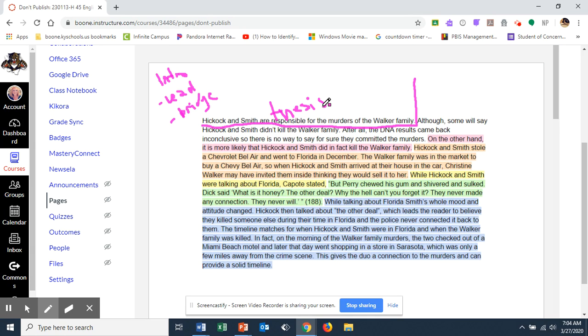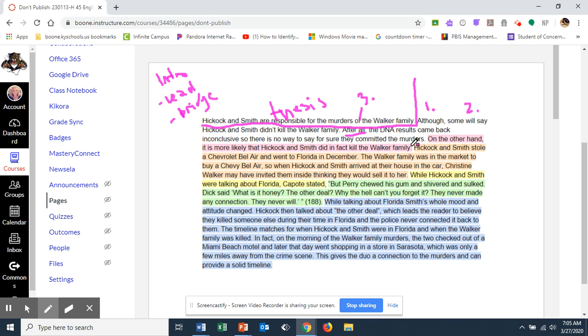All right, so when we get into the counterclaim, it has 3 steps. Step 1 is to use a qualifying logic word, something that shows the opposite: although. Step 2 is to use a sentence starter. "Some will say," and then finish that sentence. I gave you the sentence starter, now you finish it: Hickok and Smith didn't kill the Walker family. Step 3, explain why. "After all, the DNA results came back inconclusive, so there is no way to say for sure they committed the murders."